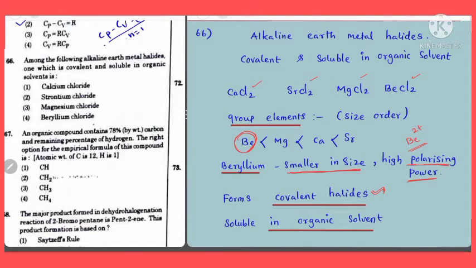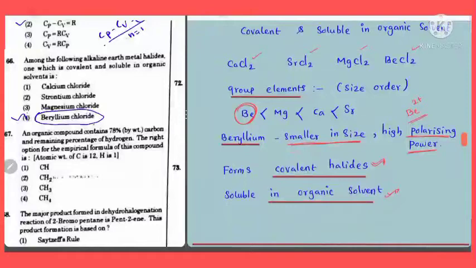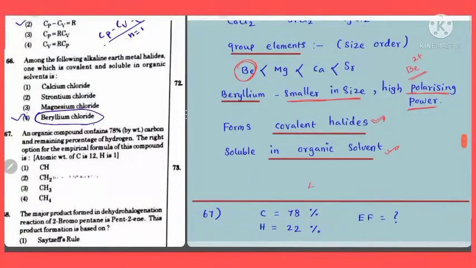Being a covalent compound, it readily dissolves in organic solvents. So the correct answer is option 4, beryllium chloride. Okay, right. I will write here: option 4, beryllium chloride is the correct answer. Okay, right. So now we go for the next question.